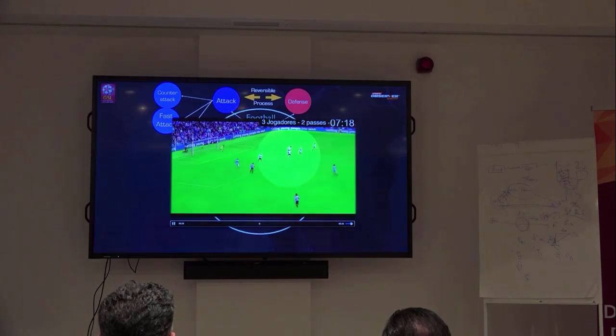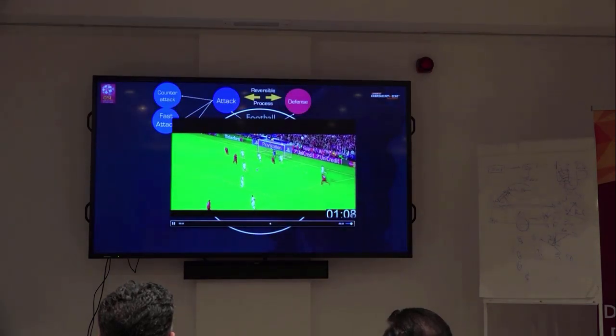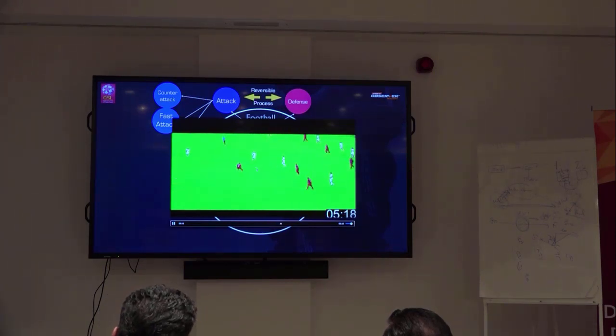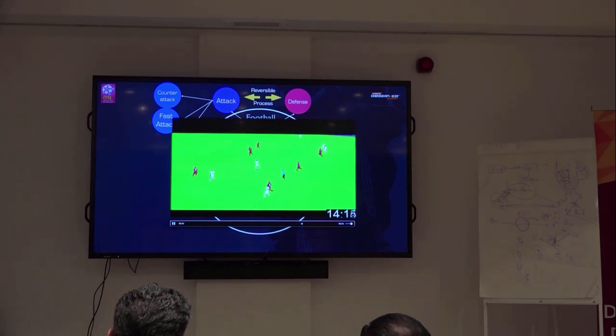But after, look now. 1, 2, 3, 4. No more. Huh? You see, it's very fast. The time of the attack is very fast. But the problem is how we can see a difference between fast attack and counter attack.